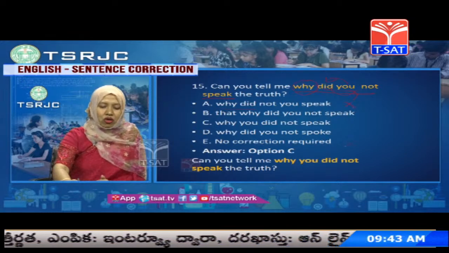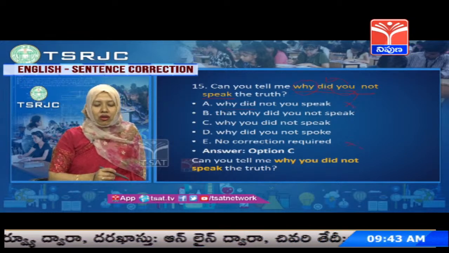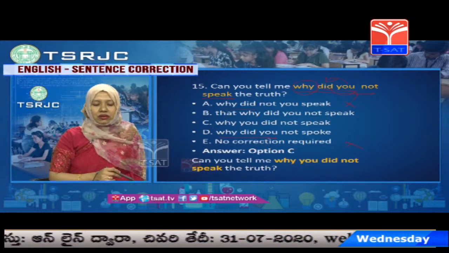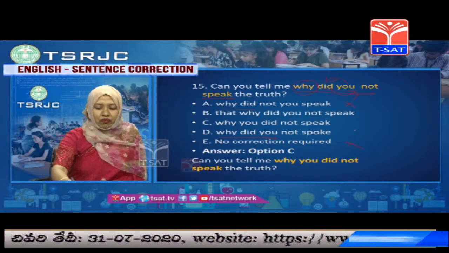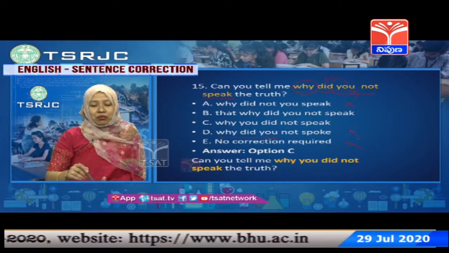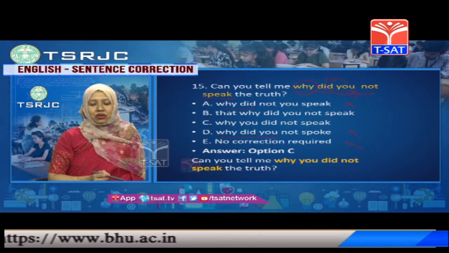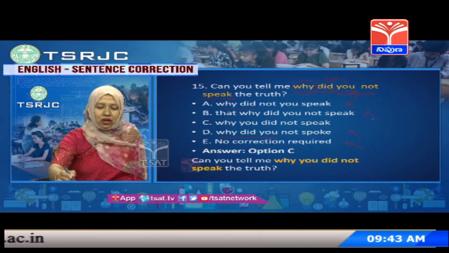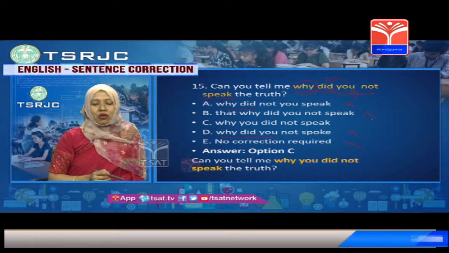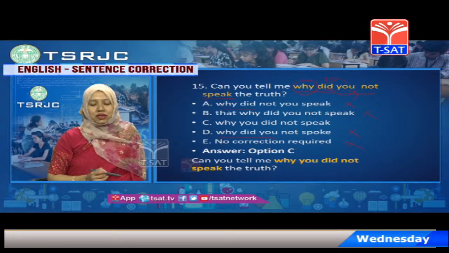Because there is a mistake, option E is wrong. Again here, "why did you" is given in option D. This is wrong. "Can you tell me that why did you not speak the truth?" That is also wrong. You are asking a question, so it should be "why." You are left with option C.